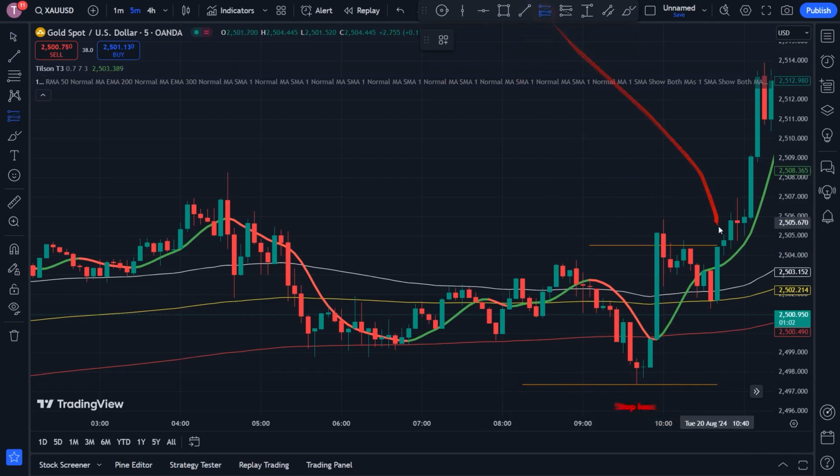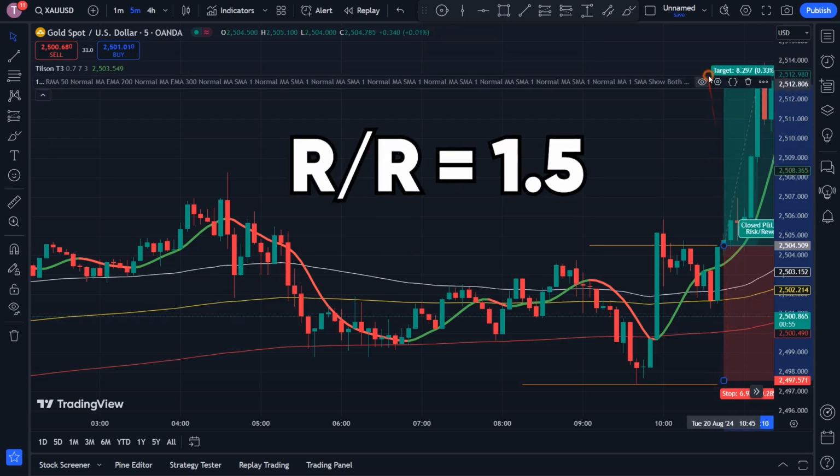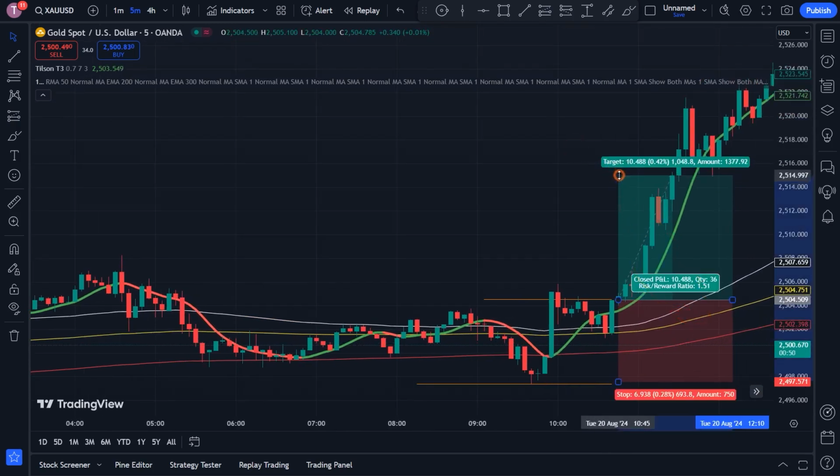Now we can enter our buy trade at this point, and for our take profit, we can consider a risk to reward ratio 1 to 1.5. Now we just need to wait for our trade to close profitably.